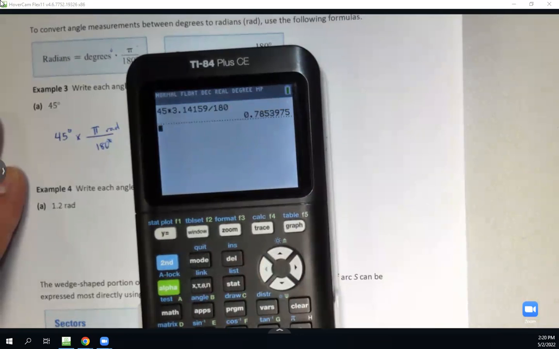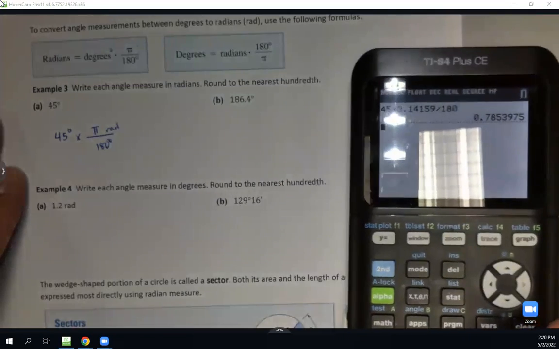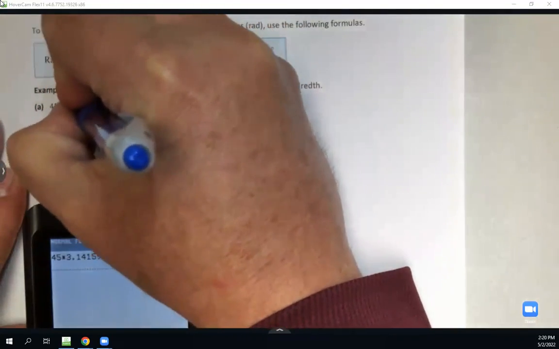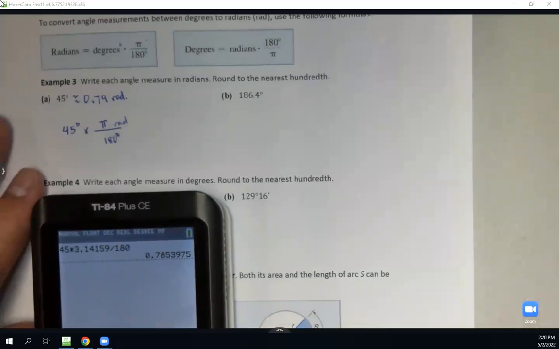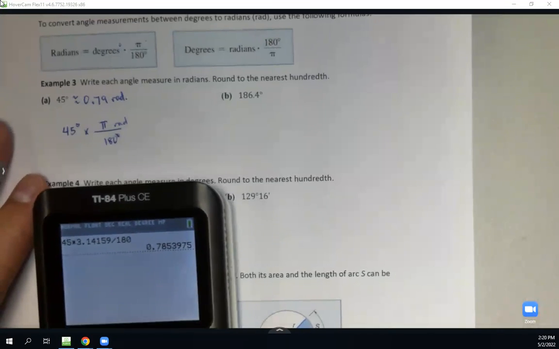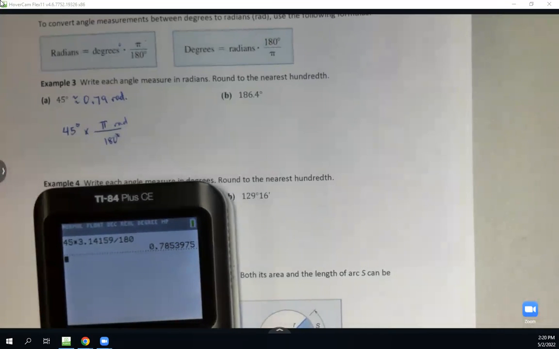Okay. So if I round to the hundredths, that's going to be approximately 0.79 radians. Now remember, 1 radian was around 57.3 degrees. Okay, so 45 degrees is a little less than 1 radian. Make sense?